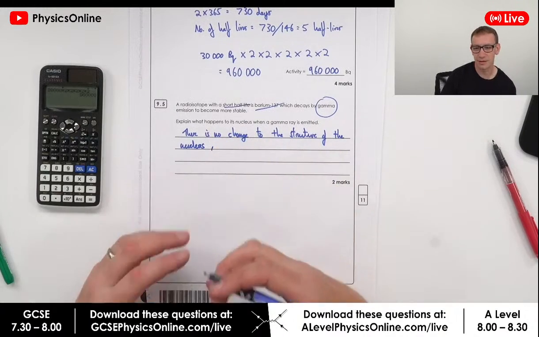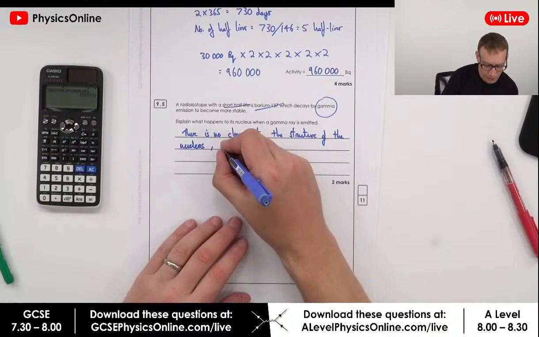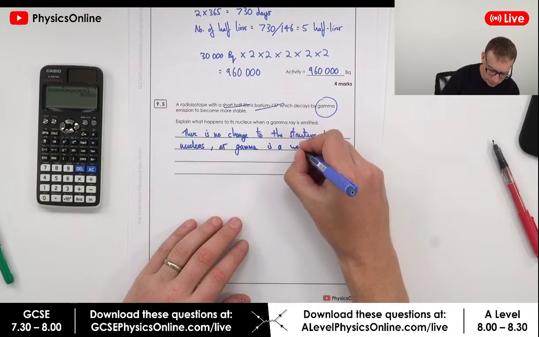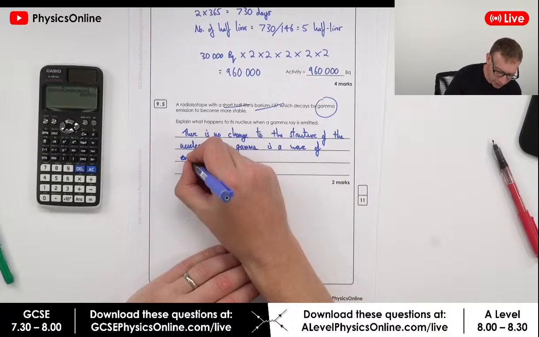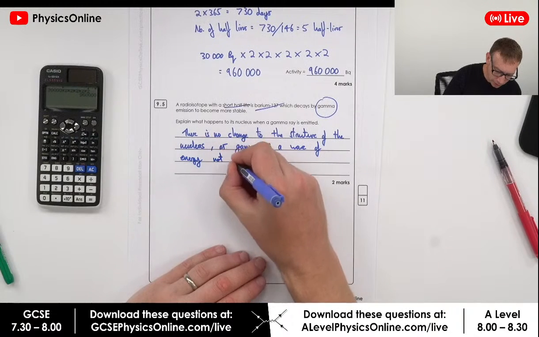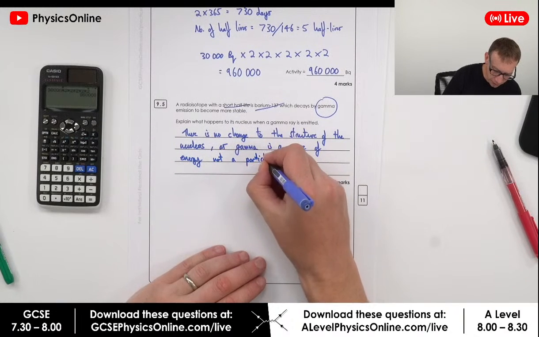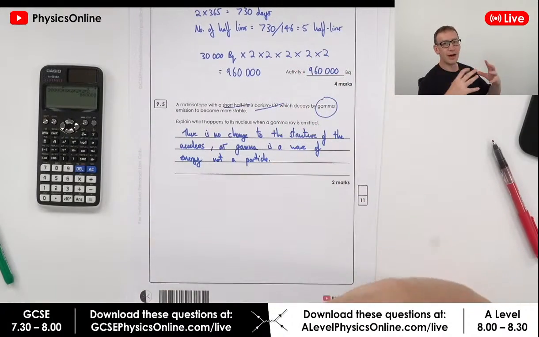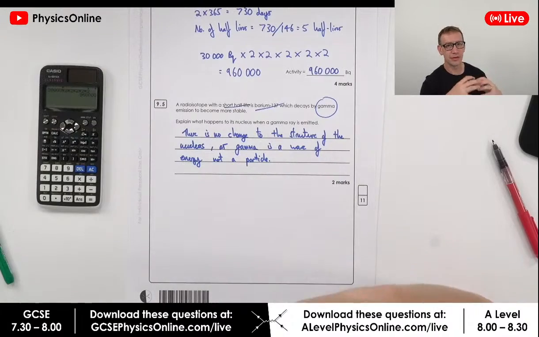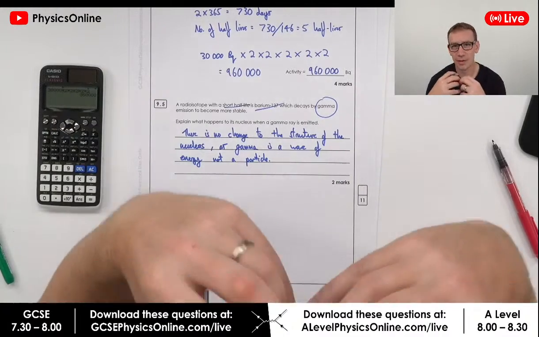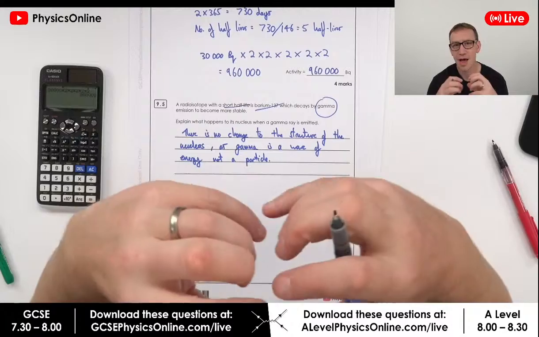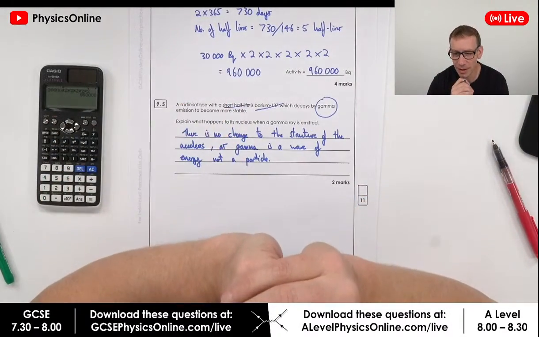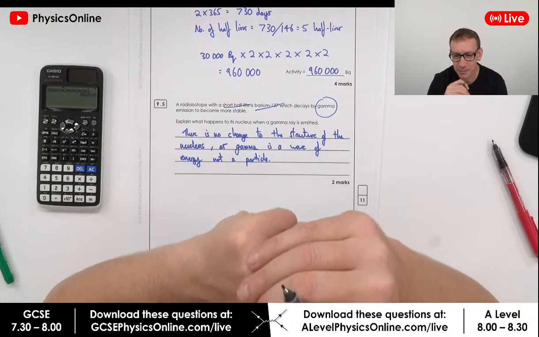And the reason for that, and I think this is really the important thing to get that second mark, is to explain that gamma is a wave of energy, not a particle. So when gamma is emitted, the nucleus is in a high energy state, and it just emits a little packet of electromagnetic radiation, and by giving out some energy, it drops down to a lower energy level and becomes more stable. Okay, there we go.